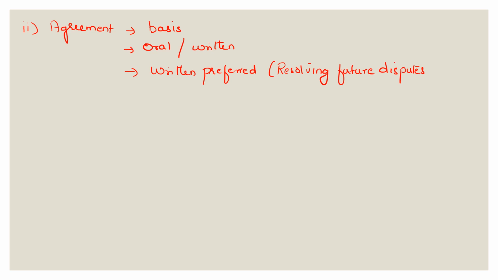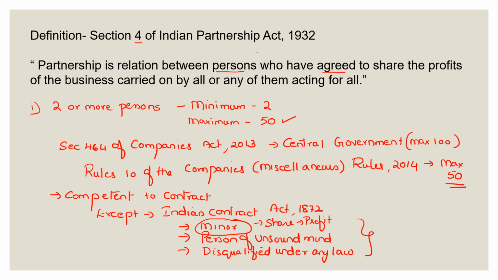So therefore, agreement in writing is preferred. And this agreement which is in writing is called a partnership deed. So this is the document where all the terms of agreement between the partners have been put down in writing. Referring to this deed will tell you the different things that the partners have agreed. So this is the second feature of partnership, that there should be an agreement. So we have covered the first and the second.